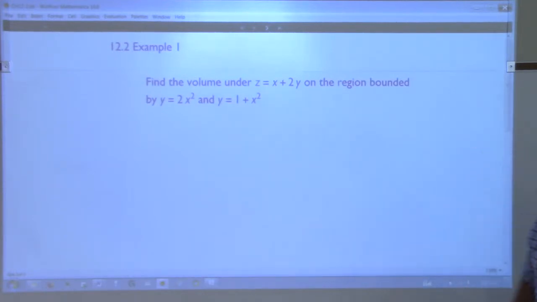So we're trying to find the volume under this plane on the region bounded by these two curves. Look at those curves: y equals 2x squared and y equals 1 plus x squared.